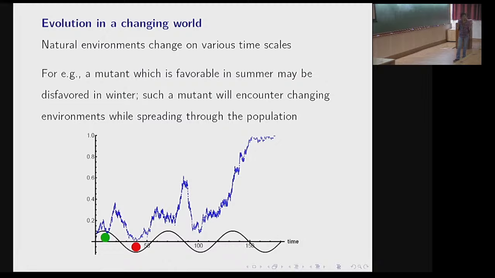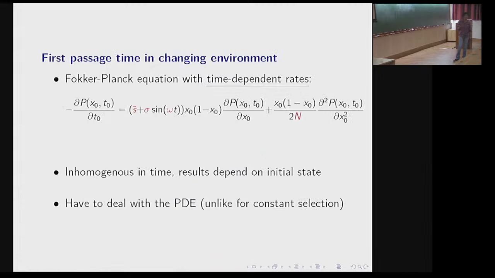So you have these environments which are changing, and you're asking questions about what the first passage time is in these changing environments. We can write down, of course, our Fokker-Planck equation. The machinery is there, and we can exploit that. So the equation now we have is that this coefficient, for me, selection is now time dependent.